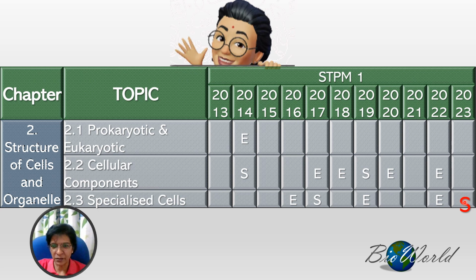So then where should our focus be? You look at 2.1, prokaryotic and eukaryotic cells, last tested in 2014. So definitely this year, if chapter 2 is to be tested, questions will be from 2.1, right?